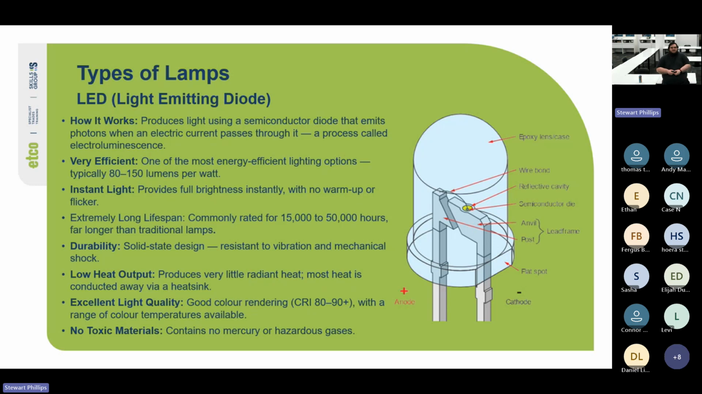So yeah, it uses the p-n junction to emit photons as light when an electric current passes through it, a process called electroluminescence. It's a very complicated word, basically electrical luminescence, giving off light. So it uses electricity to give off light. It's very efficient, one of the most energy efficient lighting options, typically 80 to 150 lumens per watt, so good efficacy. It provides instant light, so full brightness instantly with no warm up or flicker.